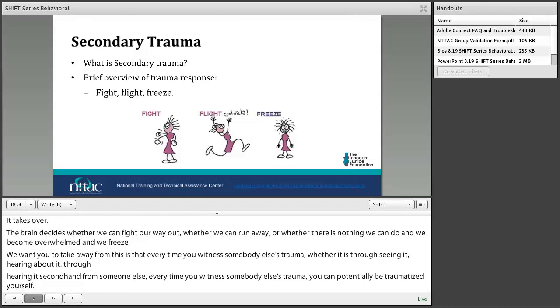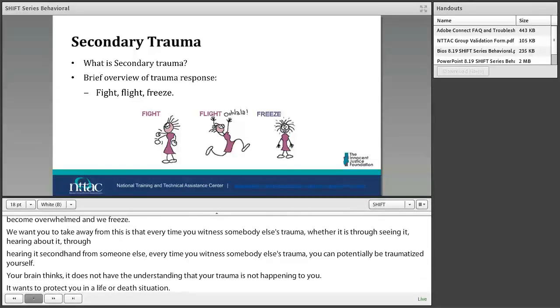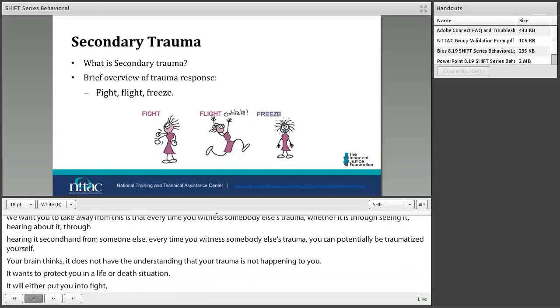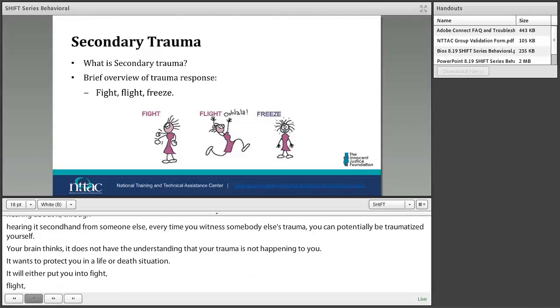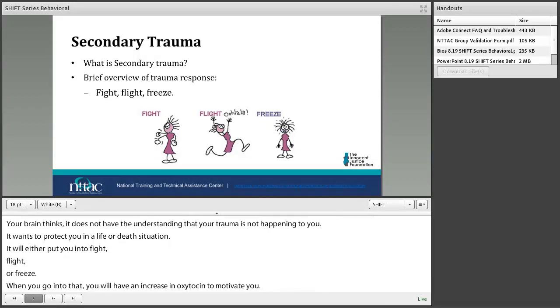When you go into fight, flight, or freeze, you're going to have an increase in oxytocin first to motivate you. You're going to have an increase in cortisol. Then you're going to be able to do what you need to do to get out of the situation that your brain feels is deadly. So I'm sure that there have been times when you've been frightened or traumatized or heard something that was very traumatic and you have experienced this. So when we're talking about secondary trauma, that's what we are referring to.